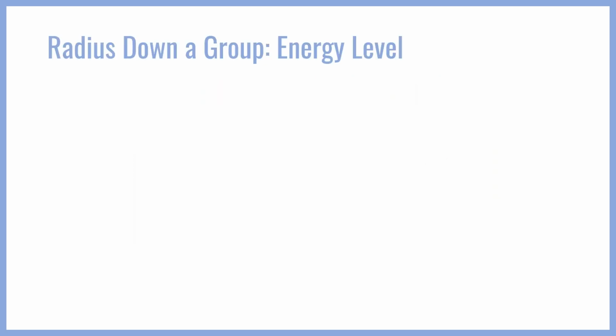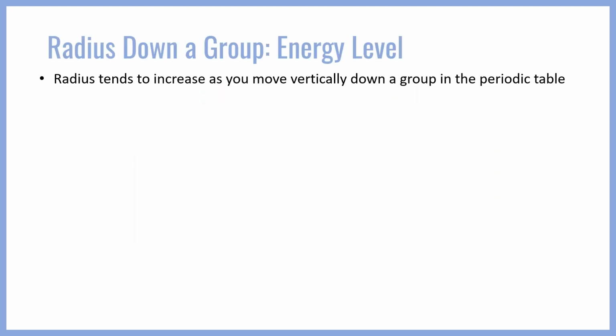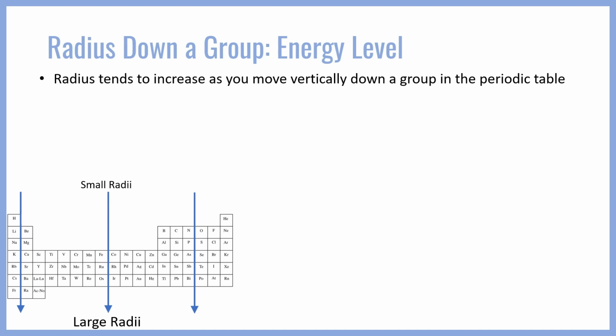So it is a pretty easily observed trend that atomic radius tends to increase as you move vertically down a group in the periodic table, right? So the top of the periodic table is going to contain relatively small atoms, whereas the bottom is going to contain relatively large atoms. But why is this the case?